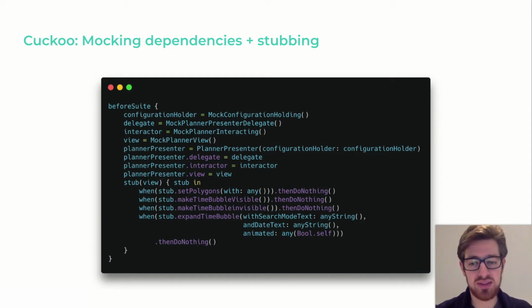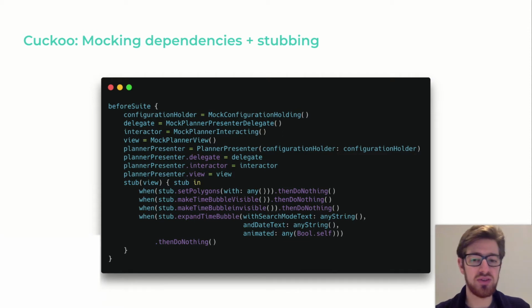If you look at the last example, expand time bubble, we're saying that whenever expand time bubble is called with the search mode text that is any string, and the date text that is any string, and animated that is any bool, doesn't matter if it's true or false, we're just saying if it's a Boolean, then if that is the case, then do nothing.